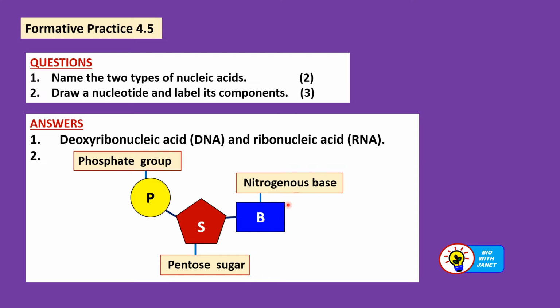Then the base is represented by a square, or sometimes it has a shape here that will be complementary to another nitrogenous base, right? So nitrogenous bases include adenine, thymine, guanine, and cytosine for DNA. And for RNA, it's adenine, uracil, guanine, and cytosine. So remember how to draw this nucleotide, which is the basic unit of DNA and also RNA. We also need to know how these nucleotides are joined together to form the DNA molecule and the RNA molecule. All right?